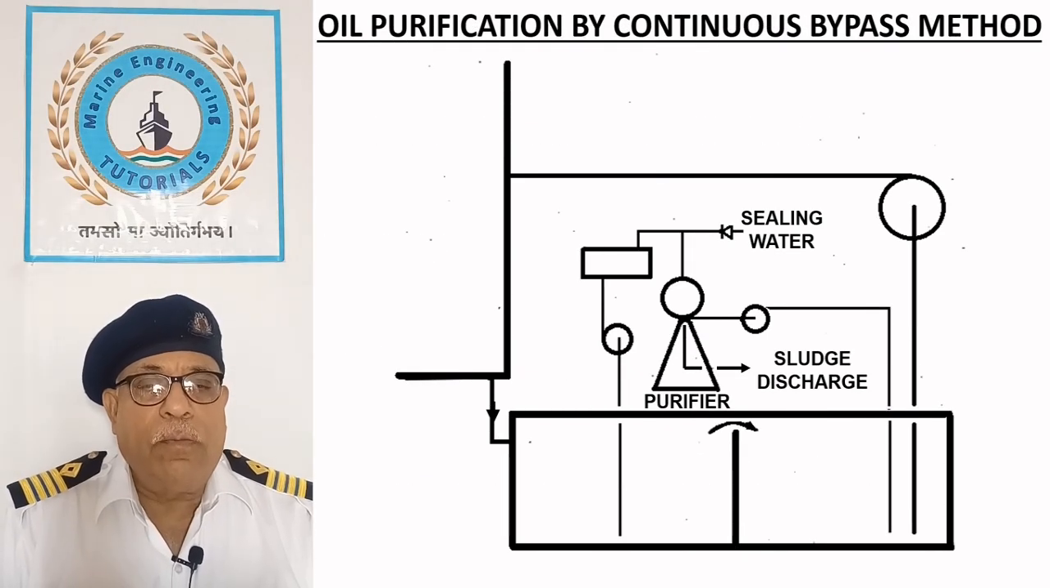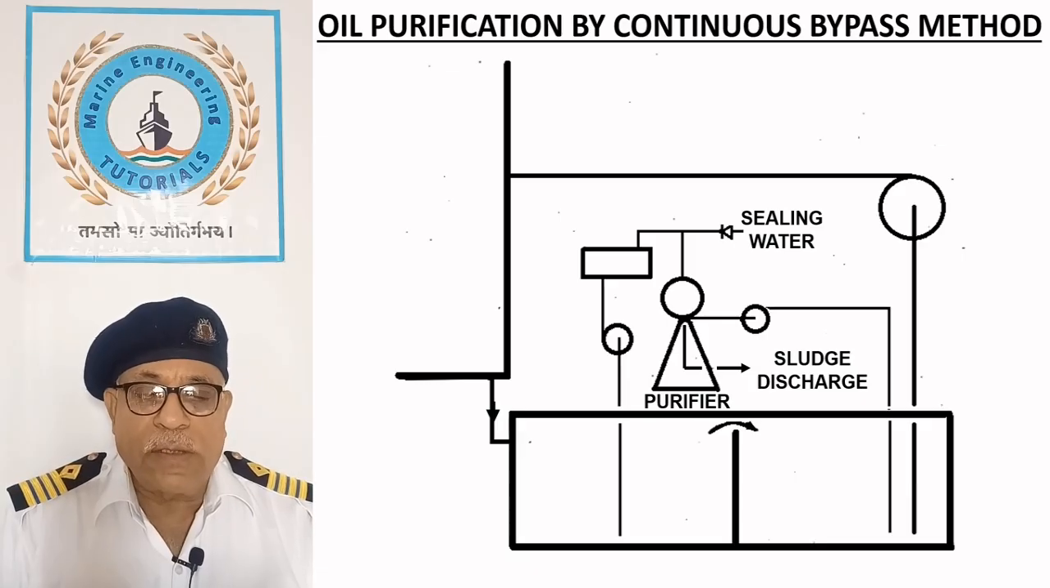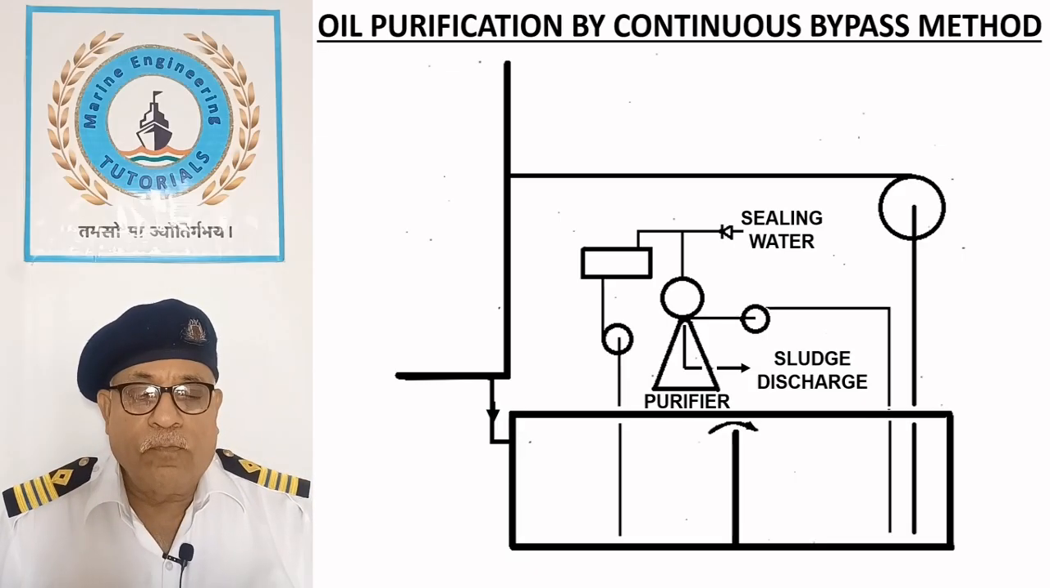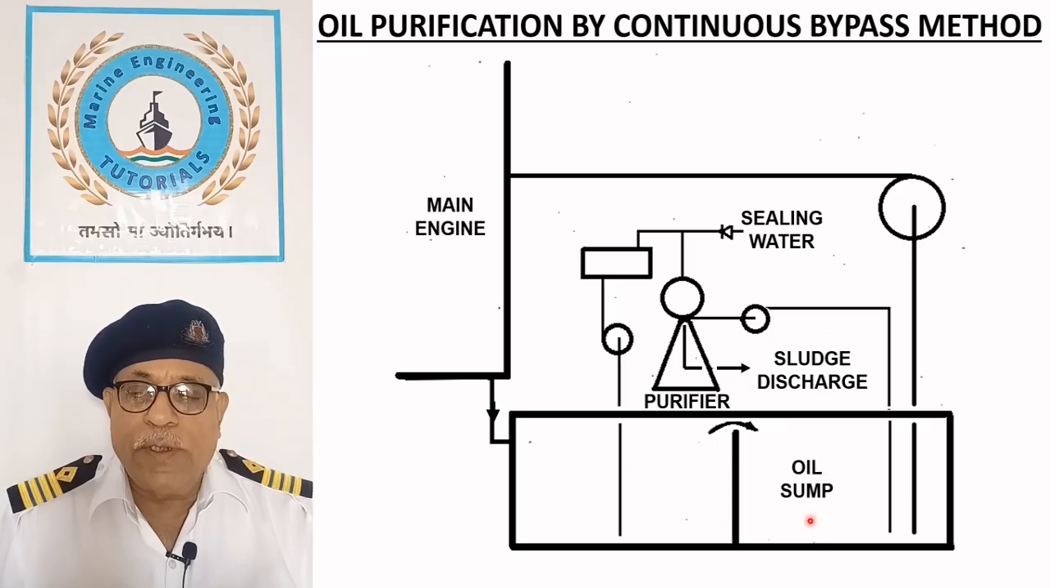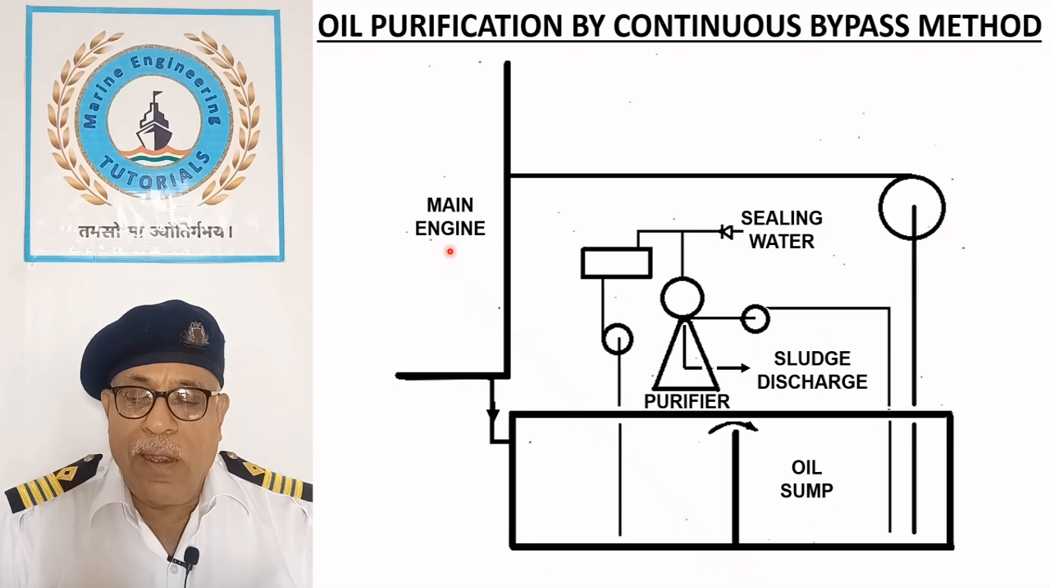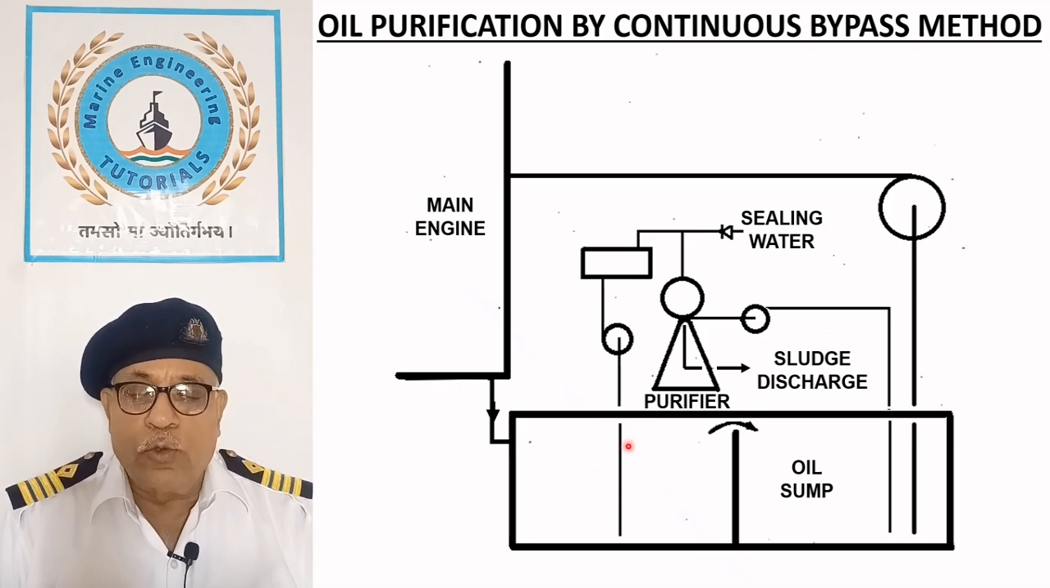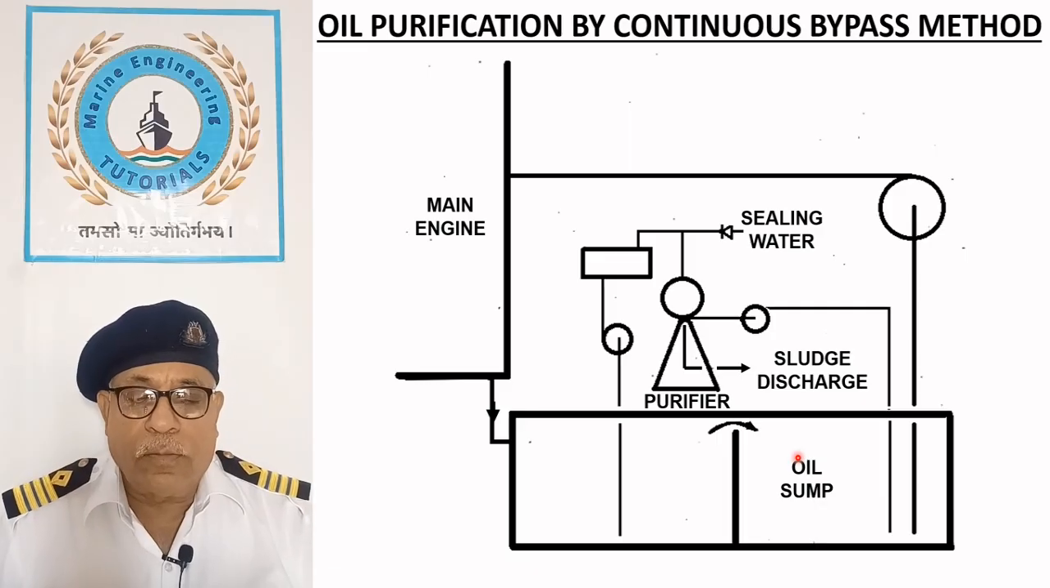Oil purification by continuous bypass method. This sketch shows the layout of oil purification by the continuous bypass method. The oil sump is divided into two compartments. The engine drains the used oil into the first compartment, which then overflows into the second compartment.